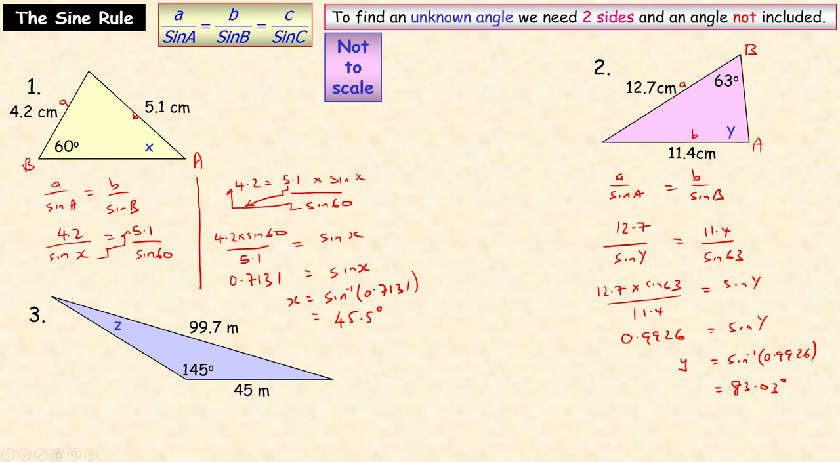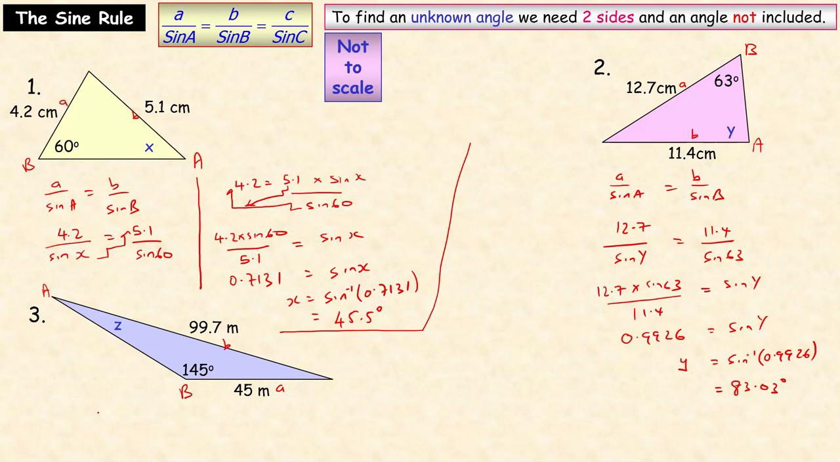So your turn. I want you to have a go at question 3. Hit pause, and when you're ready to go through the solution with me, hit play again. Okay, so for question number 3, again, key is labeling. We're looking for Z. Let's call that A, and this is going to be small a. We know this angle here, call it B, and the side opposite it is small b.